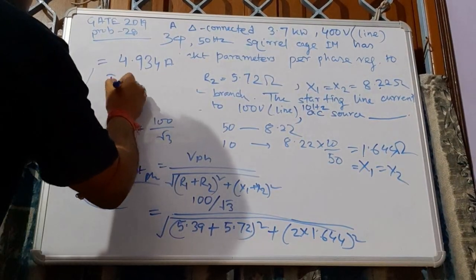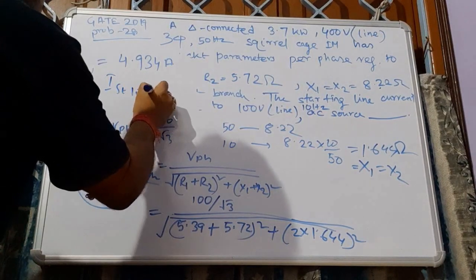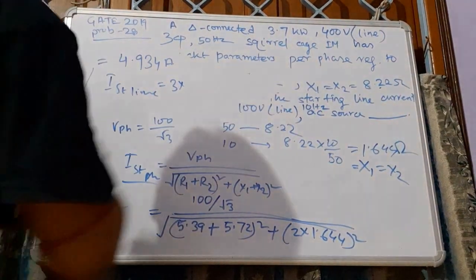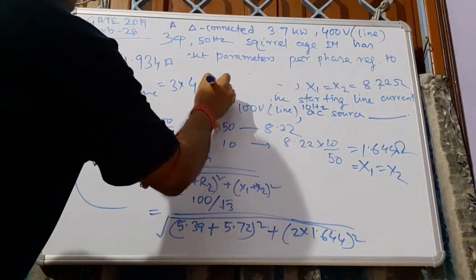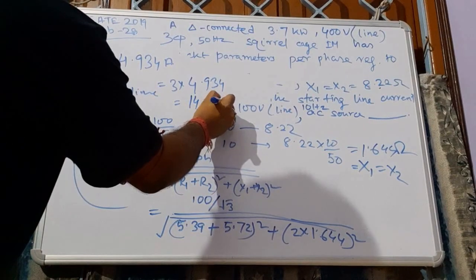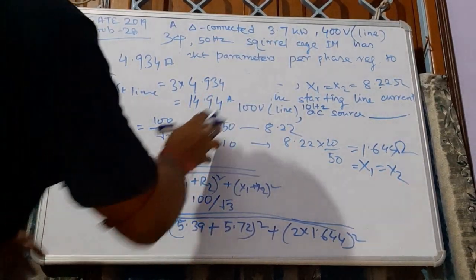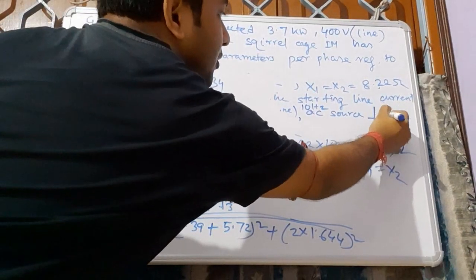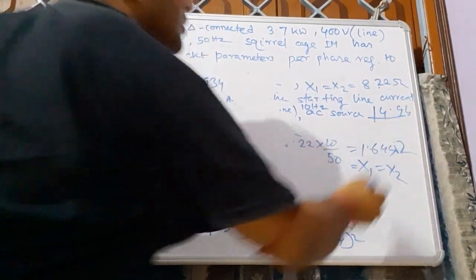So the starting line current is root 3 into 4.934, and this is equal to 14.94 ampere. Okay, so this will be 14.94, right?